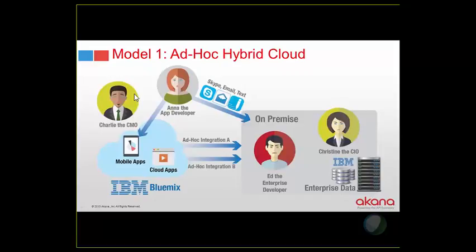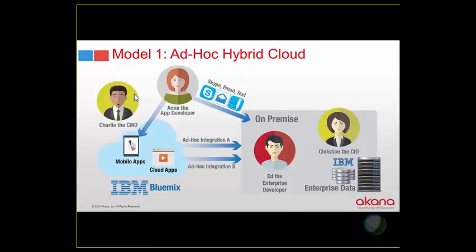With Model 1, we call that Ad-Hoc Hybrid Cloud. The reason why we call it Ad-Hoc Hybrid Cloud is because there's no real overarching design or infrastructure in place to make it happen. It is a bit ad hoc. And to set things up, let me explain what this diagram is trying to communicate. We have 4 different stakeholders in the picture.